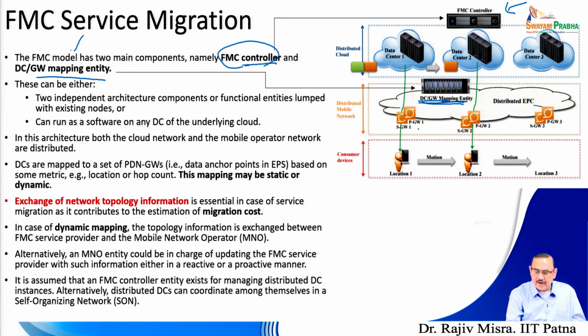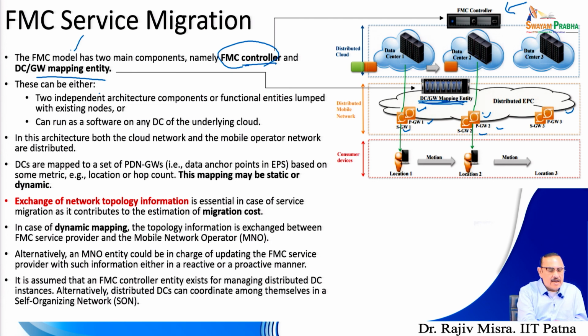So, here you can see that there is a data center over here, there is another data center over here, and data center 1 that is in the distributed mobile network, there is another data center and another data center. So, let us see this particular mapping which is called service gateway and service gateway and so on. So, let us go ahead and see this particular mapping of a DC and the gateway mapping entity.